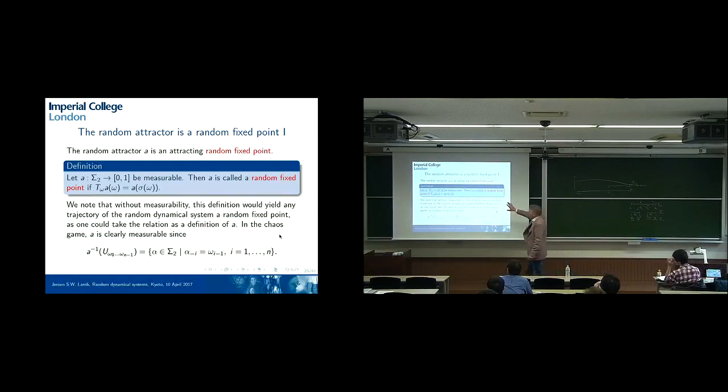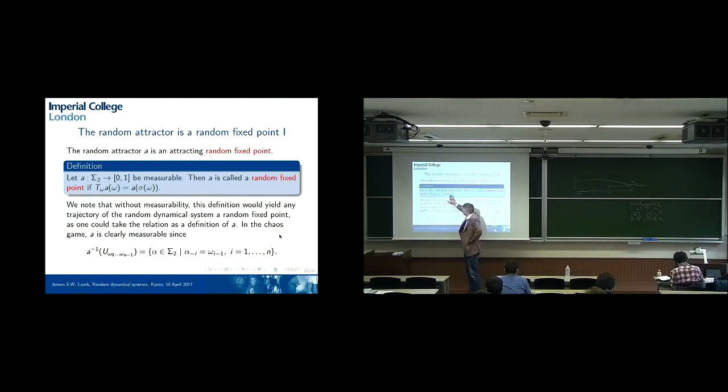Okay, so that's the technical definition. This object A, this point, I call an attracting random fixed point. It's precisely the same thing as a fixed point in an autonomous system. It's just that now it's a moving target, not a fixed target. And I need some technicality. I will require that A is measurable. That means that a measurable set here has a measurable pre-image. If something is measurable here, it can be measured there. That's important. If that's true, then I call A a random fixed point.